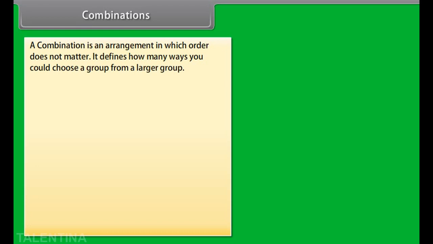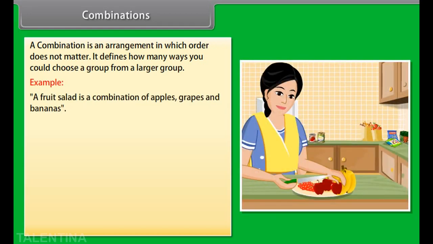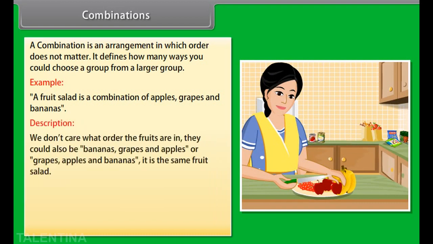It defines how many ways you could choose a group from a larger group. Consider the example. A fruit salad is a combination of apples, grapes and bananas. Description. We don't care what order the fruits are in. They could also be bananas, grapes and apples, or grapes, apples and bananas. It is the same fruit salad.